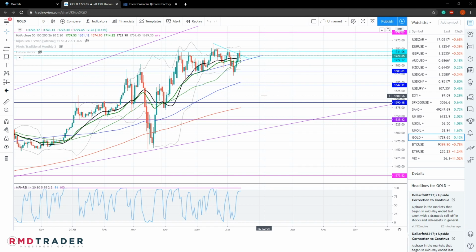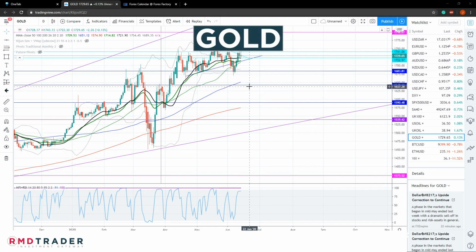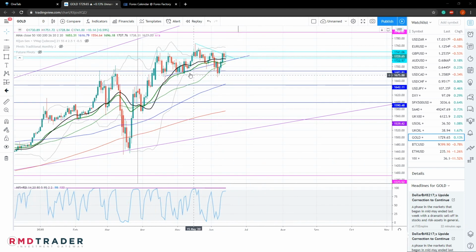Now looking at gold, we are currently looking at the daily time frame, and we can see that gold is still consolidating.